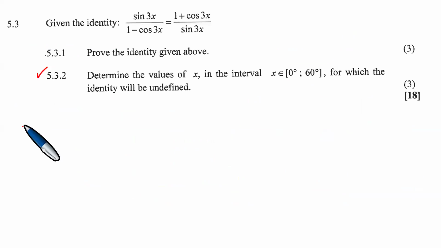We're looking at 5.3.2, and this one says determine the values of x in the interval, x an element of this interval between 0 degrees and 60 degrees, for which the identity will be undefined. How do we deal with undefined identities? And what are the values of x? It's when the denominator is 0. Excellent stuff. So when is the denominator 0 here?